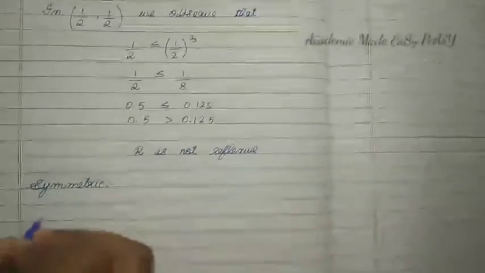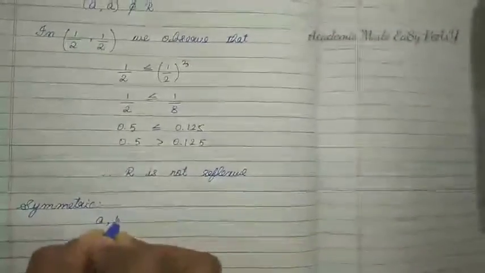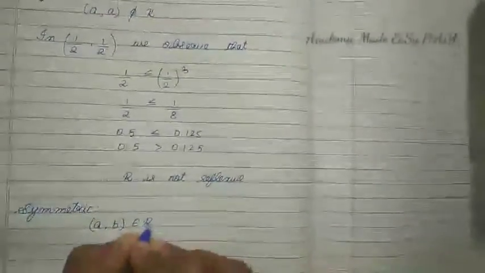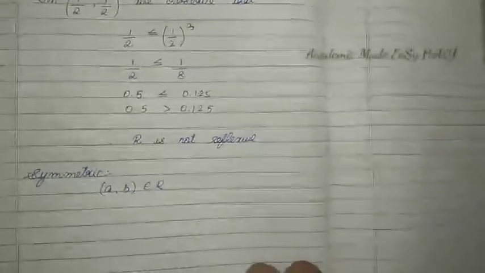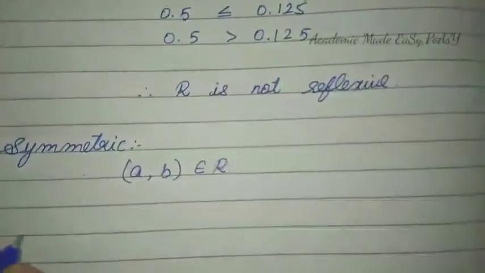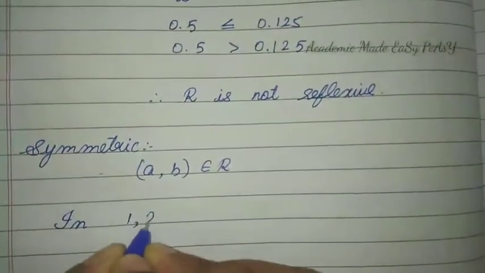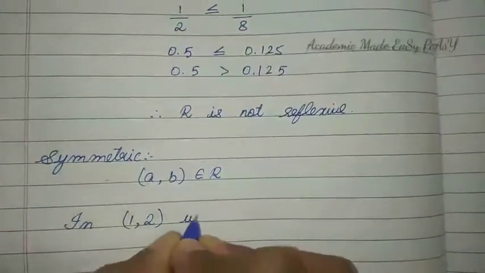Okay, now we'll move on to symmetric. So now here also we have to check, isn't it? So A comma B should belong to R. That is a condition. First condition should get satisfied. The second condition we have to check whether it is getting satisfied or not. Okay, so now let me take an example in 1 comma 2.